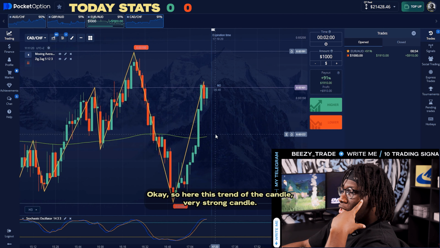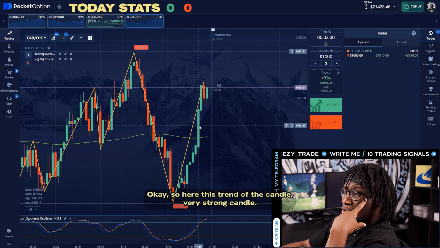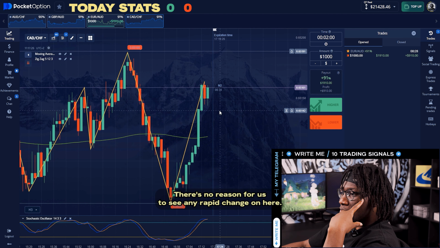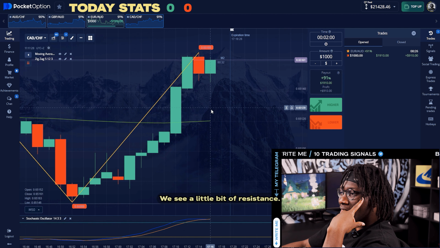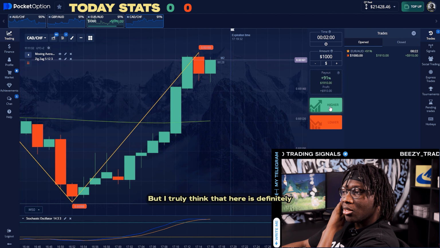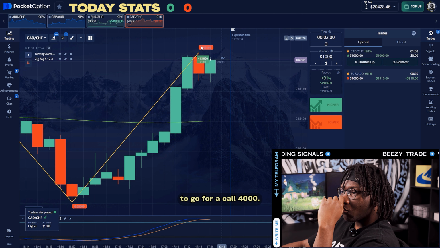Okay. So here, strength of the candle, very strong candle. There's no reason for us to see any rapid change on here. Candles are pushing up. We see a little bit of resistance, but I truly think that here is definitely the place to go for a call for 1,000.